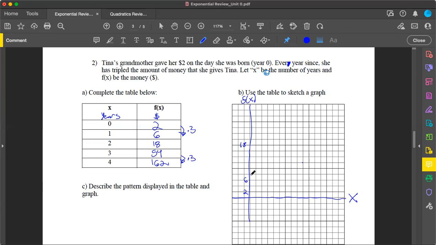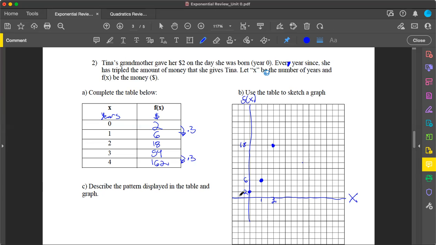Okay, I think we'll be all right. So year 0, we're getting $2. That's cool. Then we're going to 6. Again, I'm jumping in for every 2 blocks on the x-axis. That's going to measure 1 year.